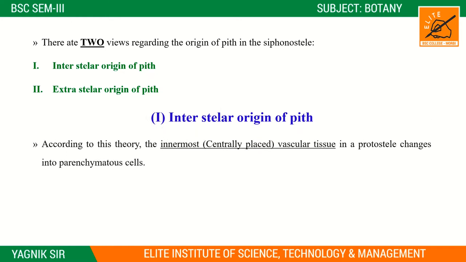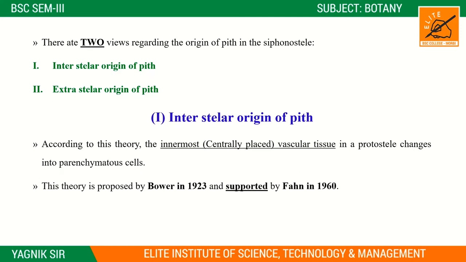According to this theory, the innermost vascular tissue, that means the centrally placed vascular tissue of the protostele, changes into parenchymatous cells. So this type of theory was proposed by Bower in 1923, and one scientist supported this theory. His name is Fan, in 1960. And this theory is the most widely accepted theory of the pith development, right?